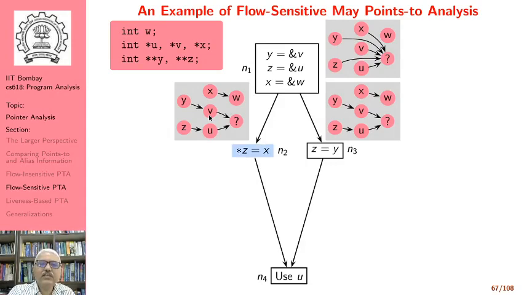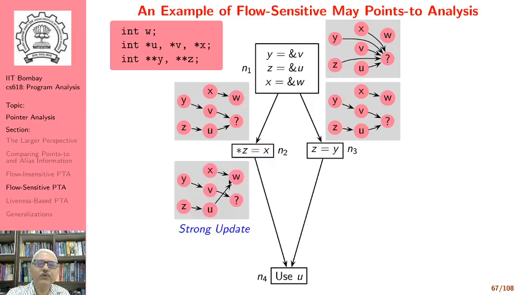Now we consider this statement, star z equal to, in N2. We look at the pointees of z. Z has a single pointee here. It means that it's a must points-to information, and therefore we can kill the points-to information of u. We can say u does not point to question mark anymore. Instead, u will start pointing to the pointee of w. So we make u point to w. This is an example of strong update. Why strong update? Because the pointee set of u has been updated to include w, but the previous pointee of u, which was question mark, has been removed.